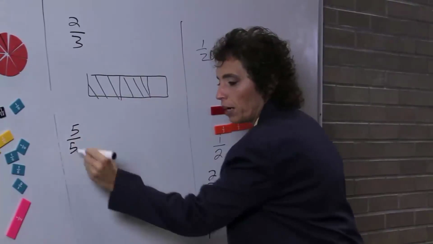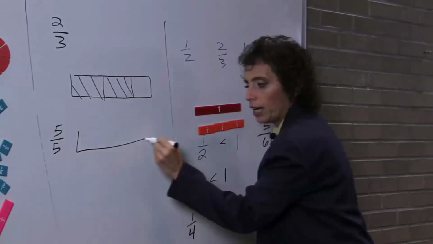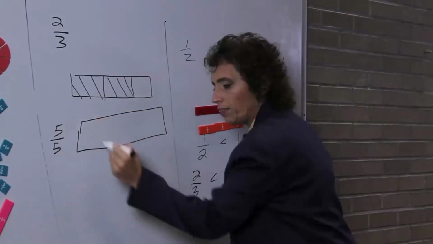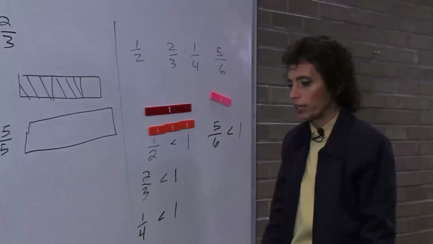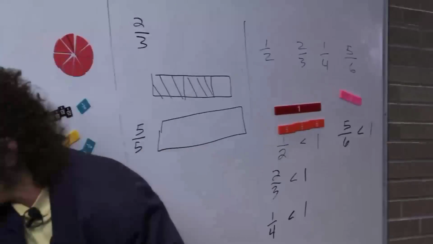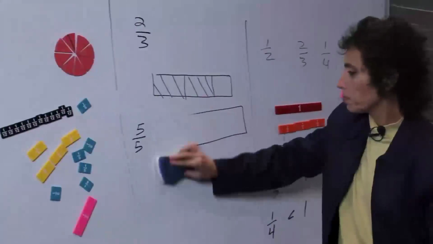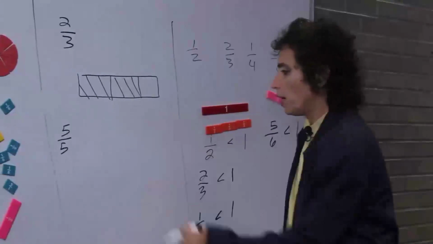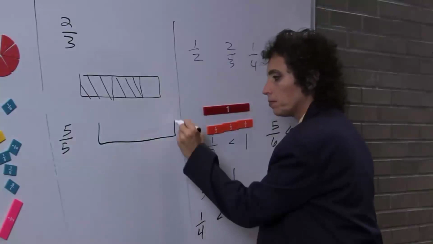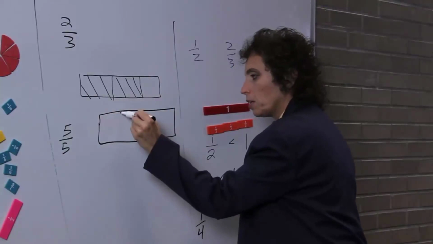The next one is 5/5. Well, let's talk about 5/5. 5/5 means I have to break this up into 5 equal pieces. Look, I can't even draw the rectangle straight. How could I possibly draw it into equal pieces? Okay. Let's try that again. 5/5. Oh, yeah, it's so much better.